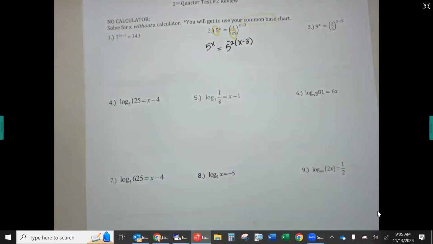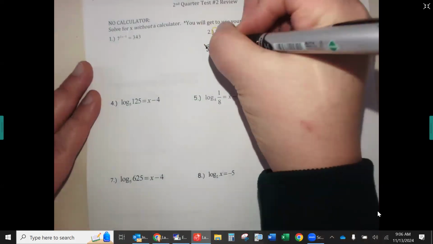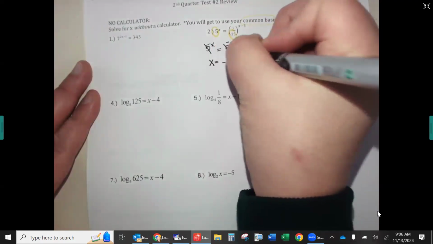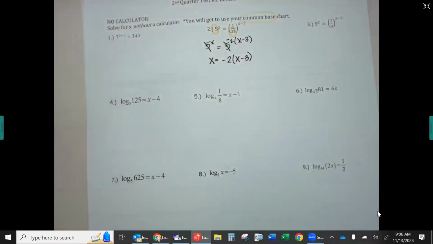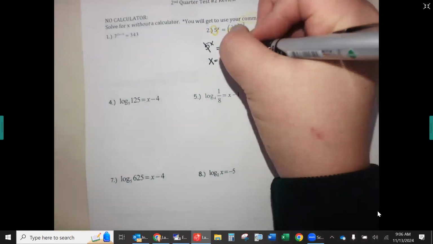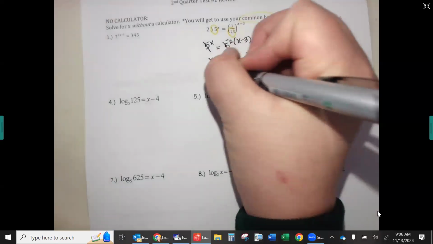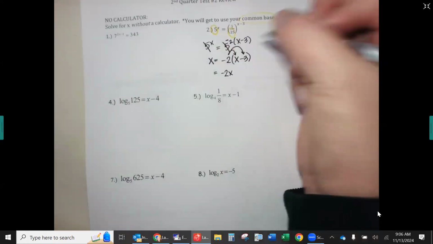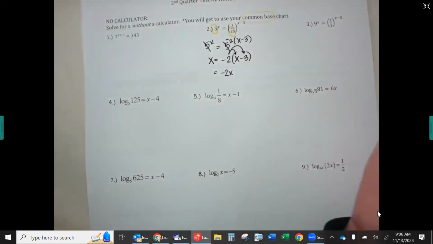Okay, then once you get your matching bases, you can cross them out and set the exponents, or the little top parts, equal to each other. So we're going to have 5's are gone. x equals -2(x - 3). Okay, then from there, go ahead and distribute with the parentheses. So -2 times x is going to be -2x. What about -2 times -3? What would that be? +6.